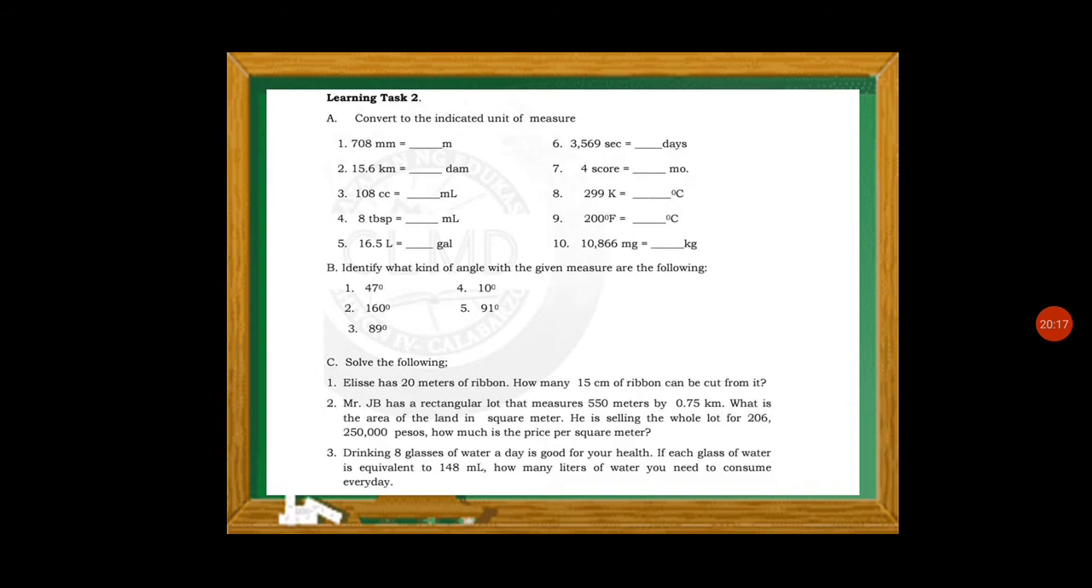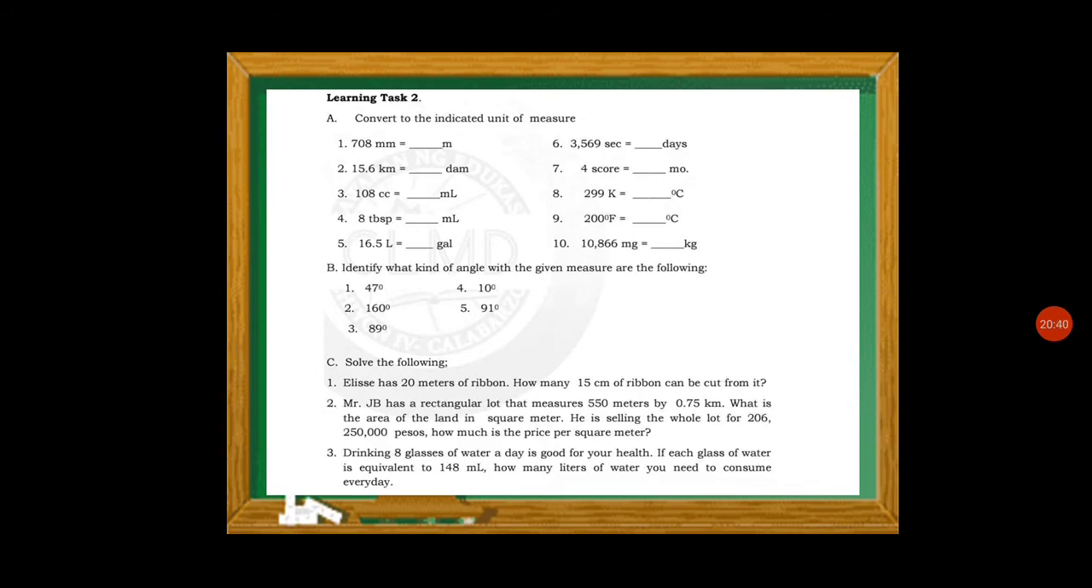He is selling the whole lot for 206,250,000 pesos. How much is the price per square meter? So once you get the value of the square meter, you have to divide the money value so that you could get the price per square meter.